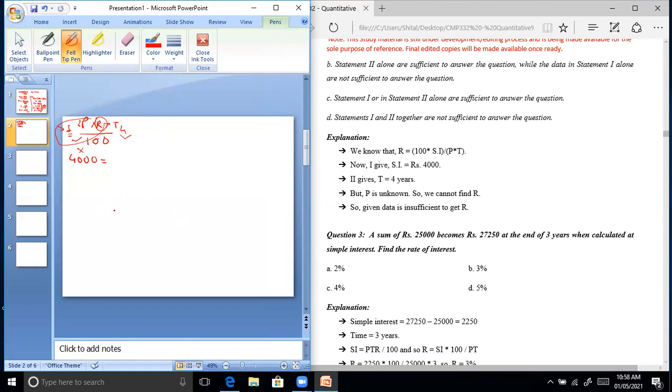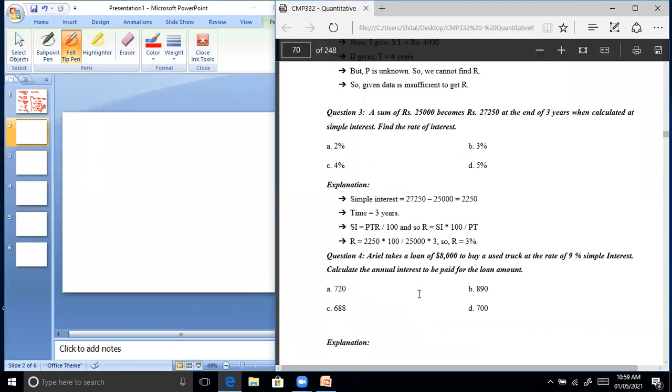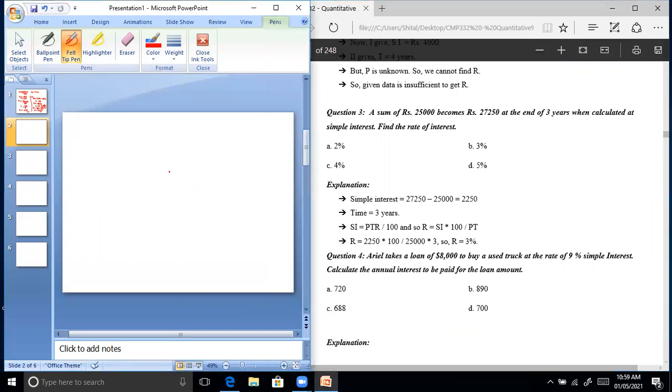Next question. A sum of 25,000 becomes 27,250 at the end of 3 years when calculated at simple interest. Find the rate of interest. So the simple interest for 3 years, the difference, is 2250. Time is given as 3 years, right?